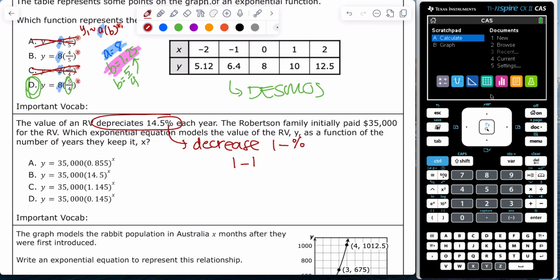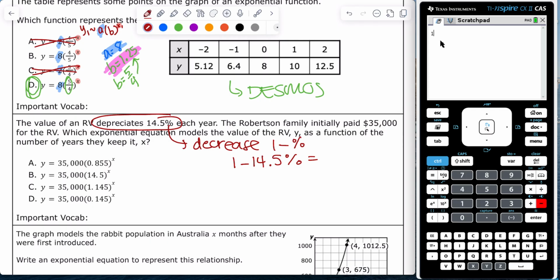So 1 - 14.5% equals, now I go to my calculator right here on my screen, and I'm going to do 1 - 14.5, and to get that percent symbol right here in this question mark, exclamation mark, we're going to type the parentheses, and we're going to do Control Enter. And that gives me 0.855. To get the percent, we went to this symbol right here on the calculator. And then we do Control Enter, okay?